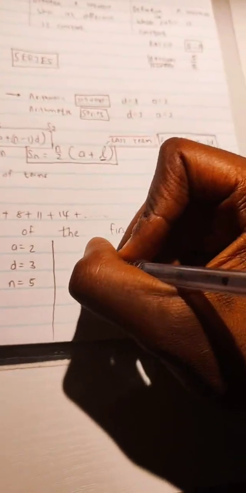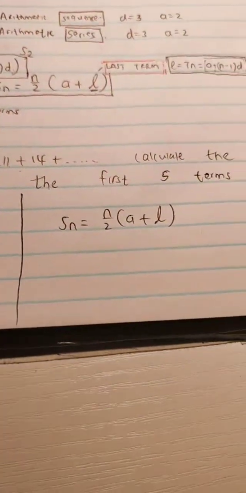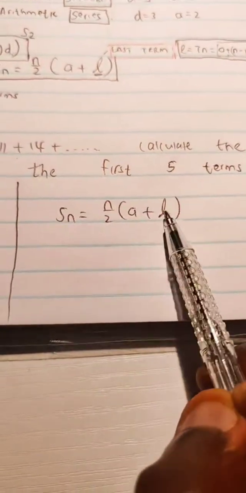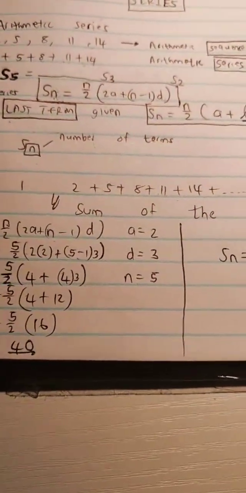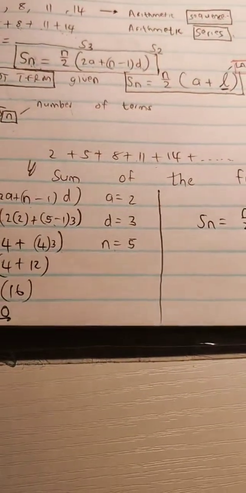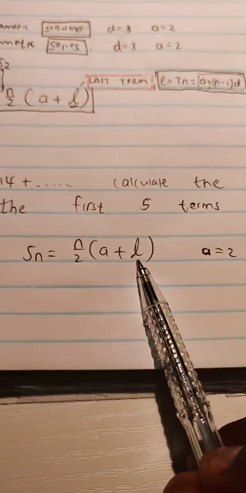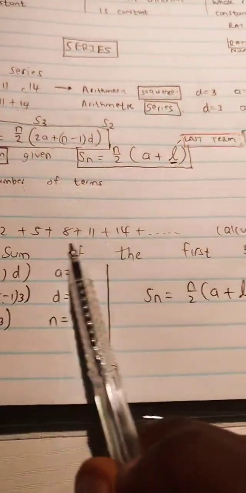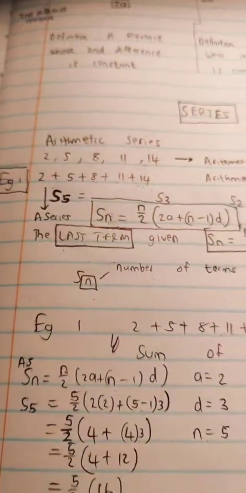So let's go. Write down the formula. This one only requires A, L, and N. What is A? For our series, A is, you said it. Thank you, Bongi. Then we don't need D for this one. We need L. What did we say is the last term for the first 5 terms in this series? Thank you, Nolu.